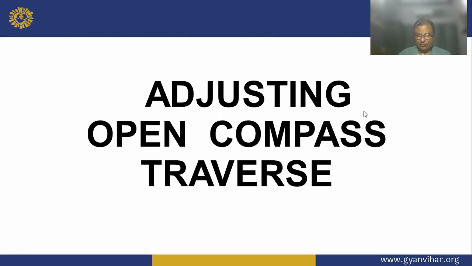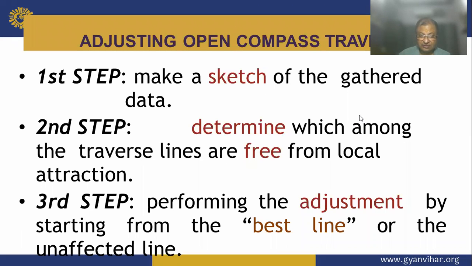Now adjusting an open compass traverse. First step, make a sketch of the gathered data. Second step, determine which among the traverse lines are free from local attraction. Third step, perform adjustment starting from the best line or the unaffected line.